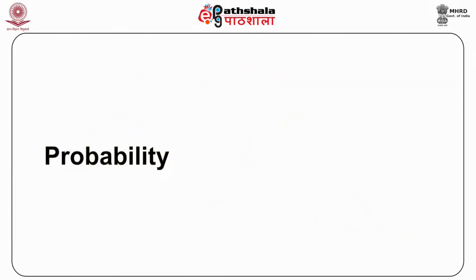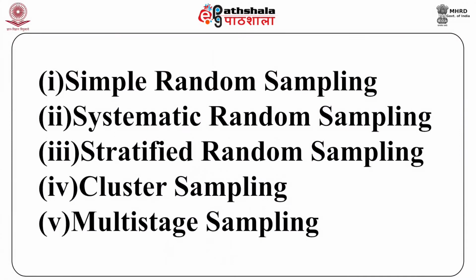Let us look at the probability sampling approaches. Probability sampling involves selection of samples based on probability and involves random selection. In this case, every unit in the population has a chance or probability of being selected in the sample. In fact, the probability of being selected can be determined. The different probability sampling or random sampling methods are: first, simple random sampling; second, systematic random sampling; third, stratified random sampling; fourth, cluster random sampling; and fifth, multi-stage sampling.